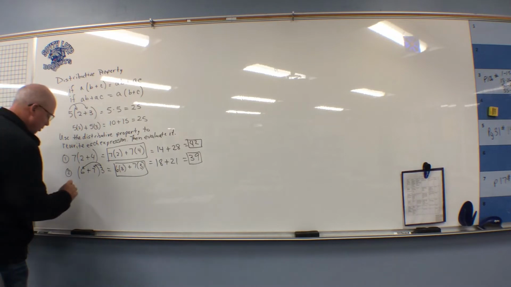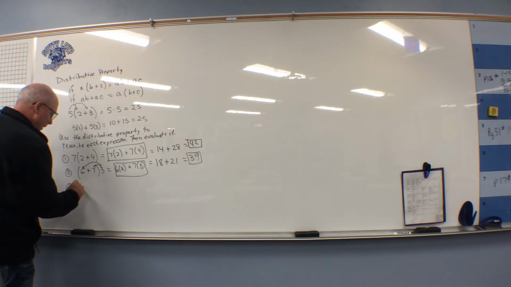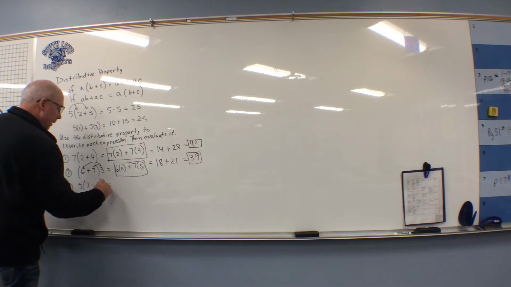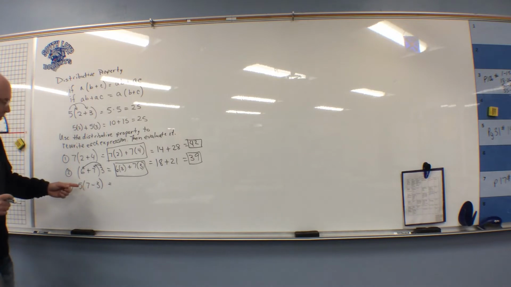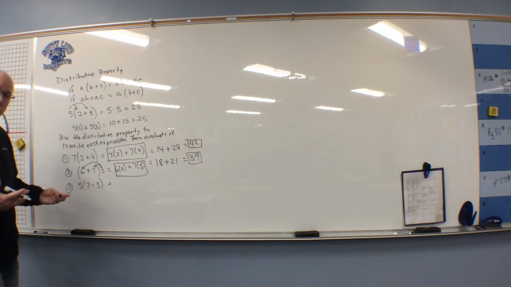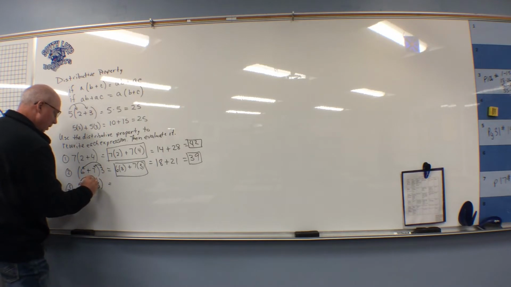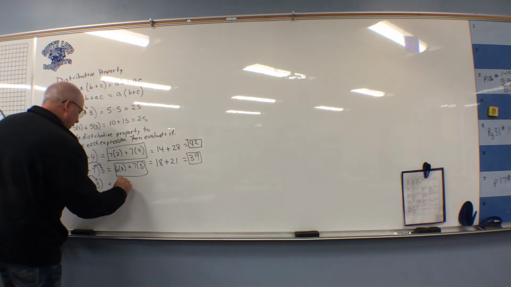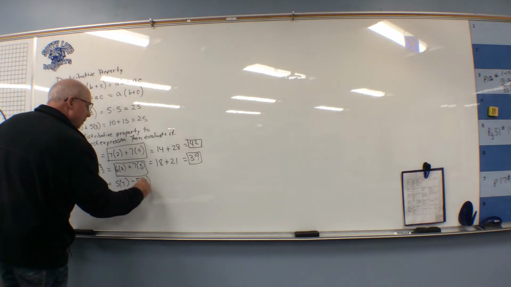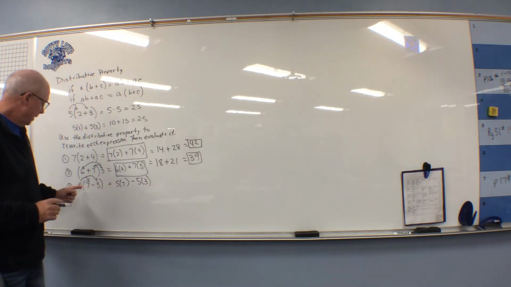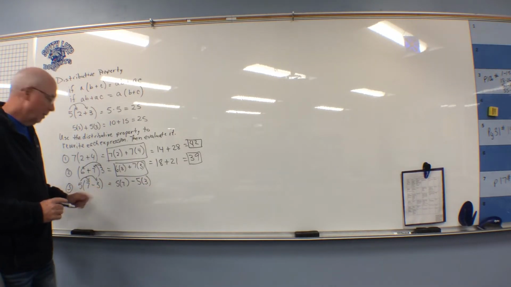It also works for subtraction. If I have 5 times 7 minus 3. Now, just to do this in our head, 7 minus 3 is 4. 4 times 5 is 20. So our answer should be 20. But to use the distributive property, I'm going to distribute it across, and I'm going to go 5 times 7 minus 5 times 3. Most students, the mistake is made that they don't distribute it to the second number.